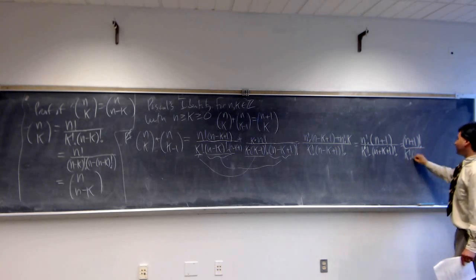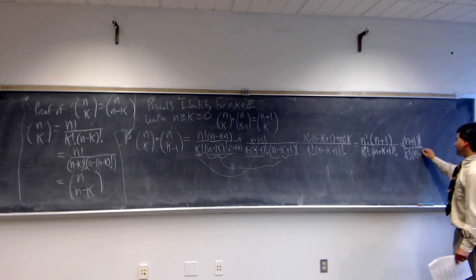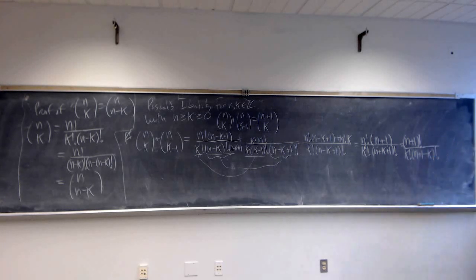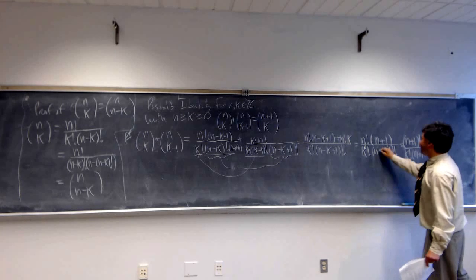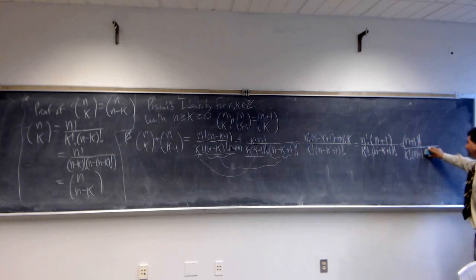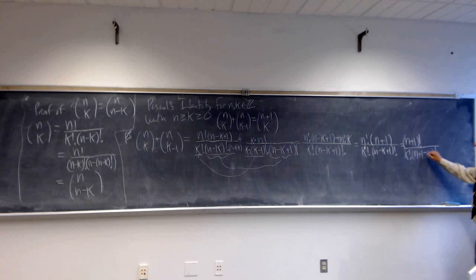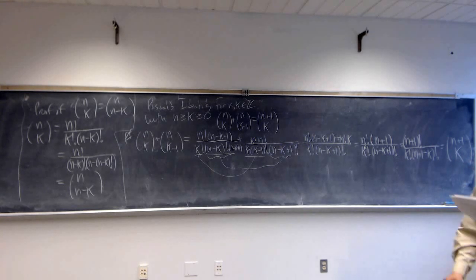over k factorial, and I'll just rewrite this as n plus 1 minus k factorial, right? n plus 1 minus k would be the factorial there, and so that would be n minus k plus 1 there. And this is exactly n plus 1 choose k. So again, that's a proof of it.